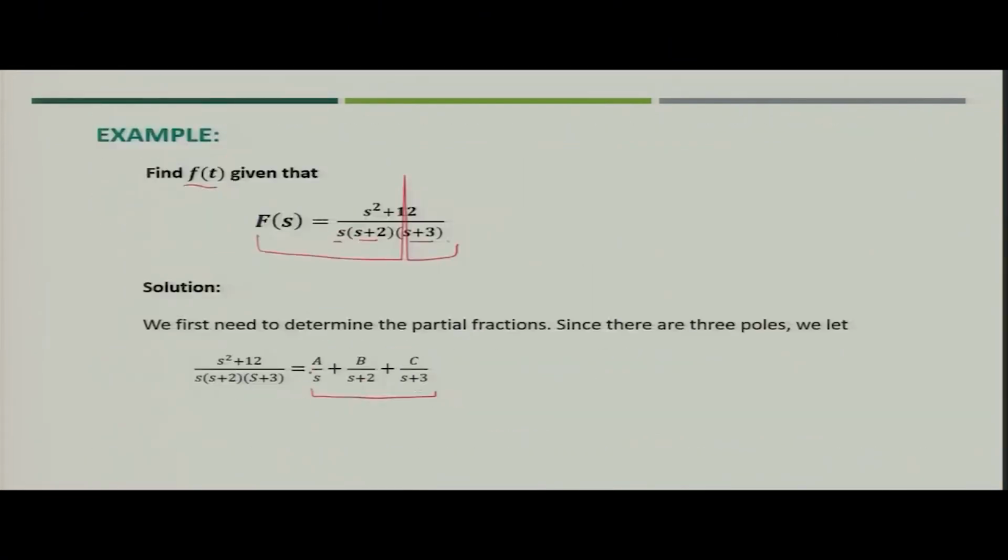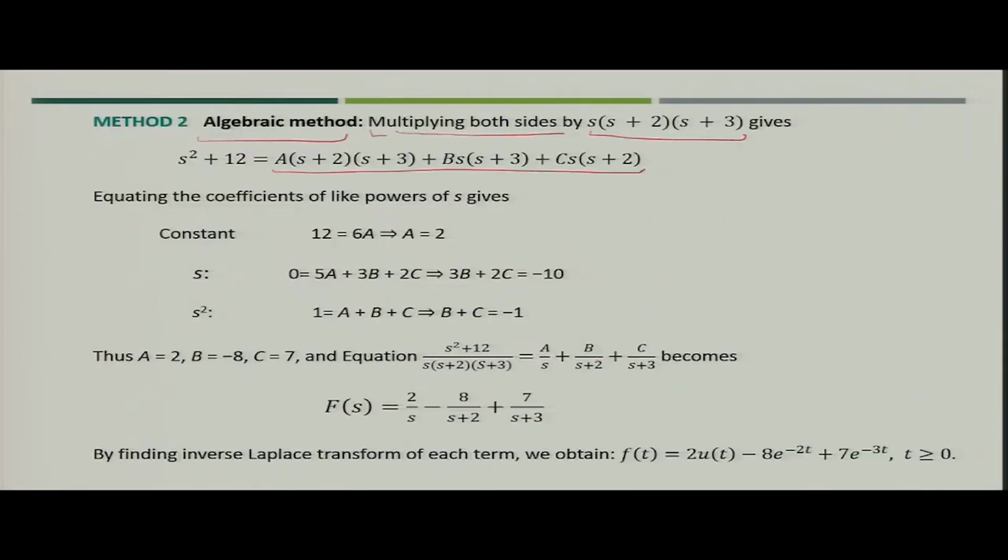So, if you multiply both sides by s(s + 2)(s + 3), the denominators will cancel out, and what you get is s² + 12 = A(s + 2)(s + 3) + B(s + 3) + C(s + 2). So, this is what we got from the multiplication. Now, what next you have to do? You have to just equate the coefficients of like powers of s.